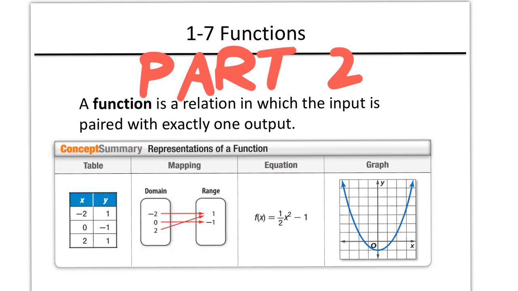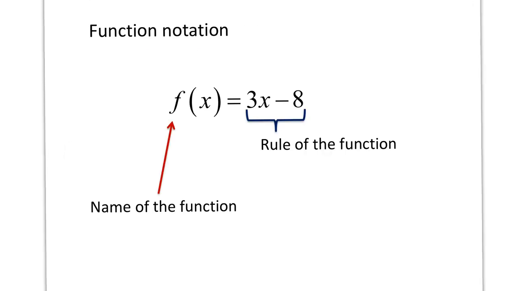So the first thing is to understand what function notation is. Function notation looks like this. You have an f with parentheses x equals, and then you have an equation, 3x minus 8. We say function notation because this letter here means there's a function for our relation. When you have a function, we can start building more and more points of the function, and that's how we're going to get a graph, and that's where we have to evaluate the function.